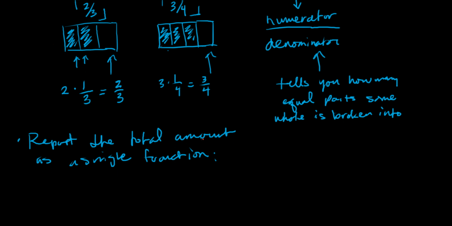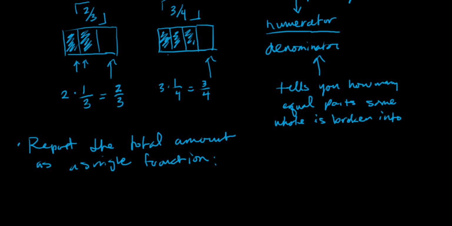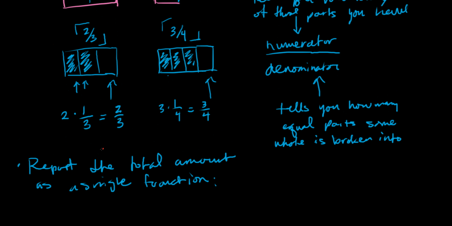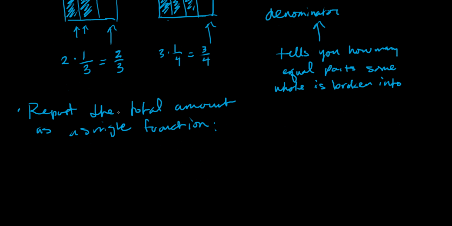Well, that's going to be the topic of later videos, where we learn how to add, right? Because if I have 2/3 of one and 3/4 of the other, well, the total is 2/3 plus 3/4. I have a sum of 2/3 and 3/4. But I want to report this as some single fraction with some numerator and denominator, and I just want one number.